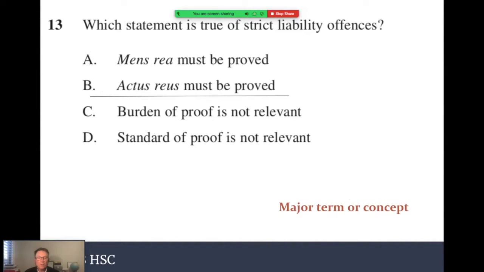Here's a question where we're assessing whether you understand a term or concept from the course. This question simply requires you to look at the syllabus, and in the syllabus you'll find the term strict liability. This is asking, do you understand this syllabus term? What is a strict liability offence? And as we go through the answers, we know that a strict liability offence is unlike a normal offence where we need both actus reus and mens rea to be found guilty. In a strict liability offence, such as driving too fast on the road, speeding fines, actus reus alone must be proved. The answer is B.